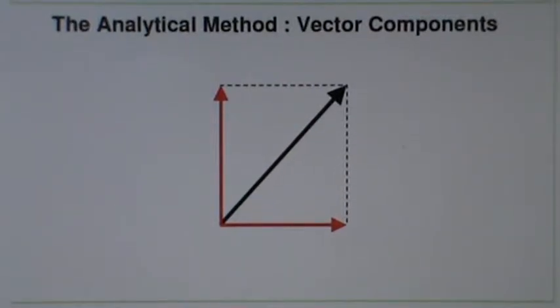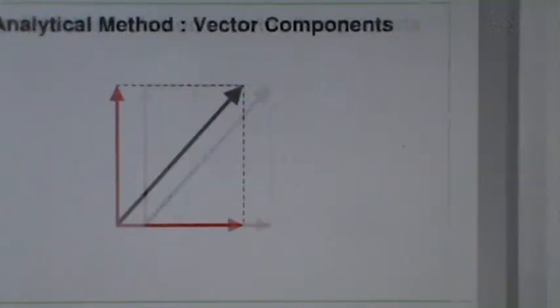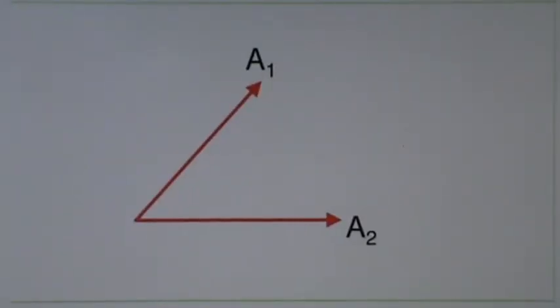We are now going to discuss the third method to add the vectors. This is called the analytical method by using vector components. So, if we have two vectors, a1 and a2, you have learned that we can add these vectors by using the parallelogram method or polygon. So here I'll show you again.